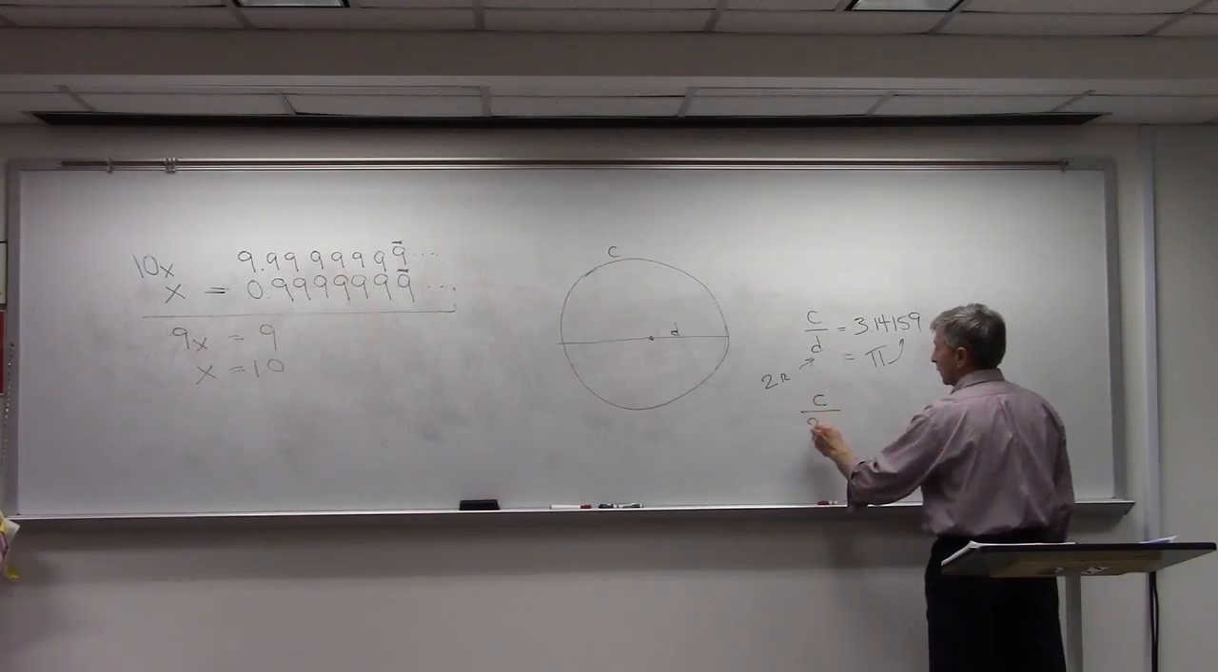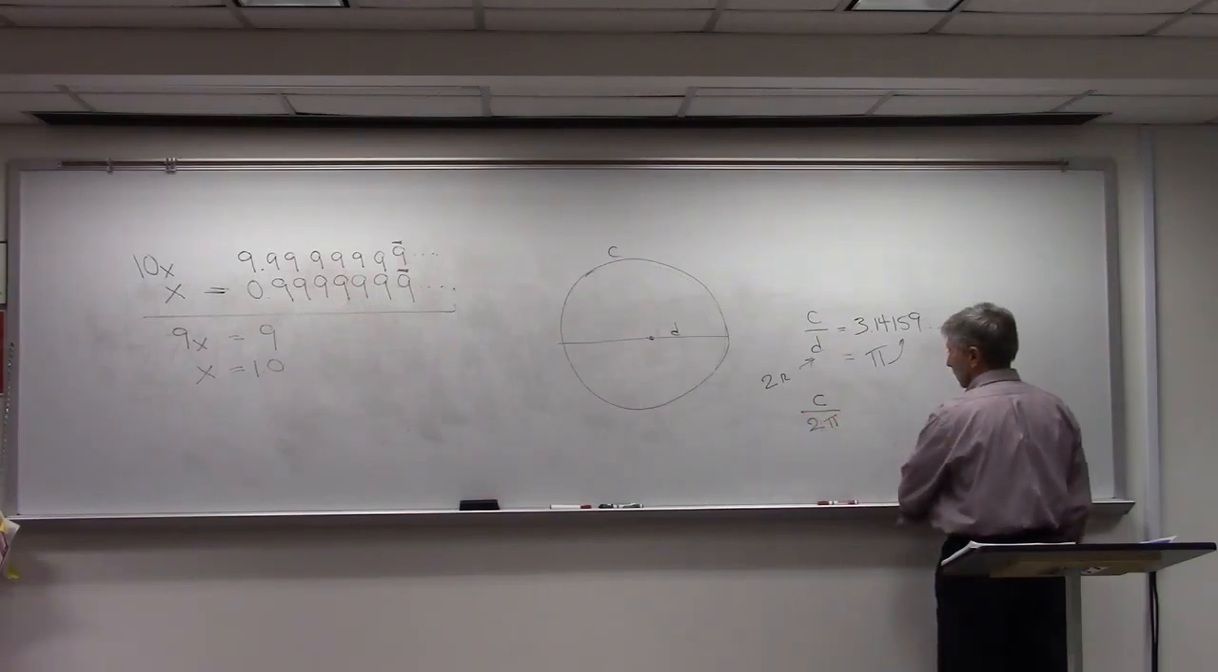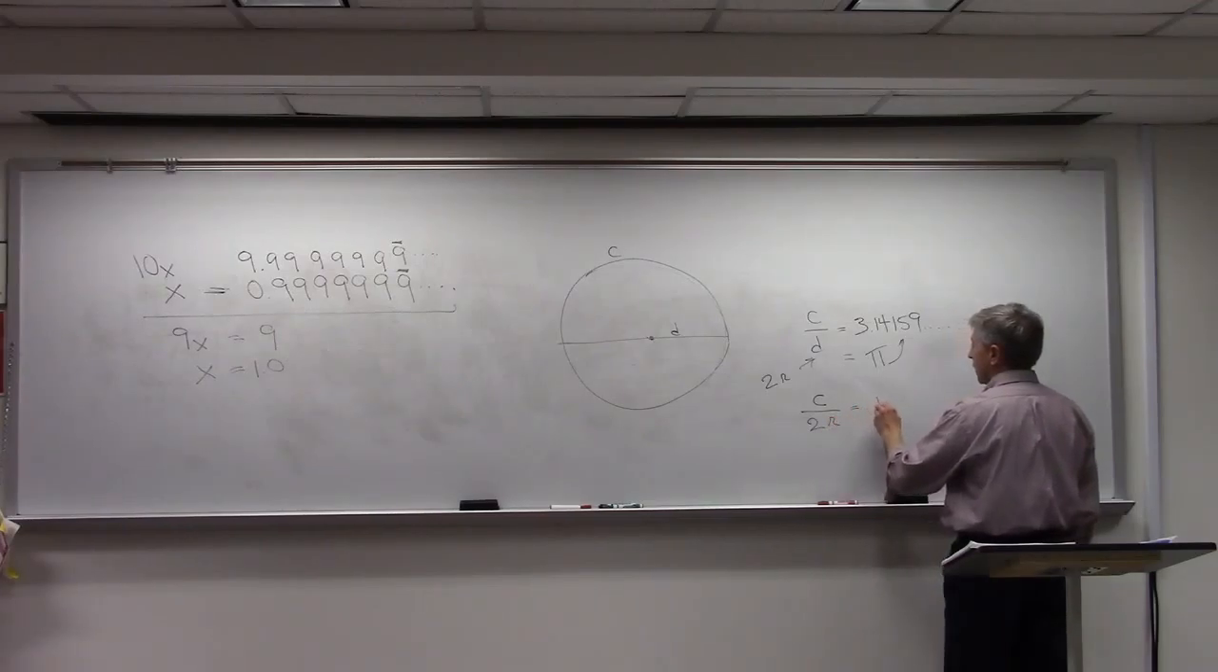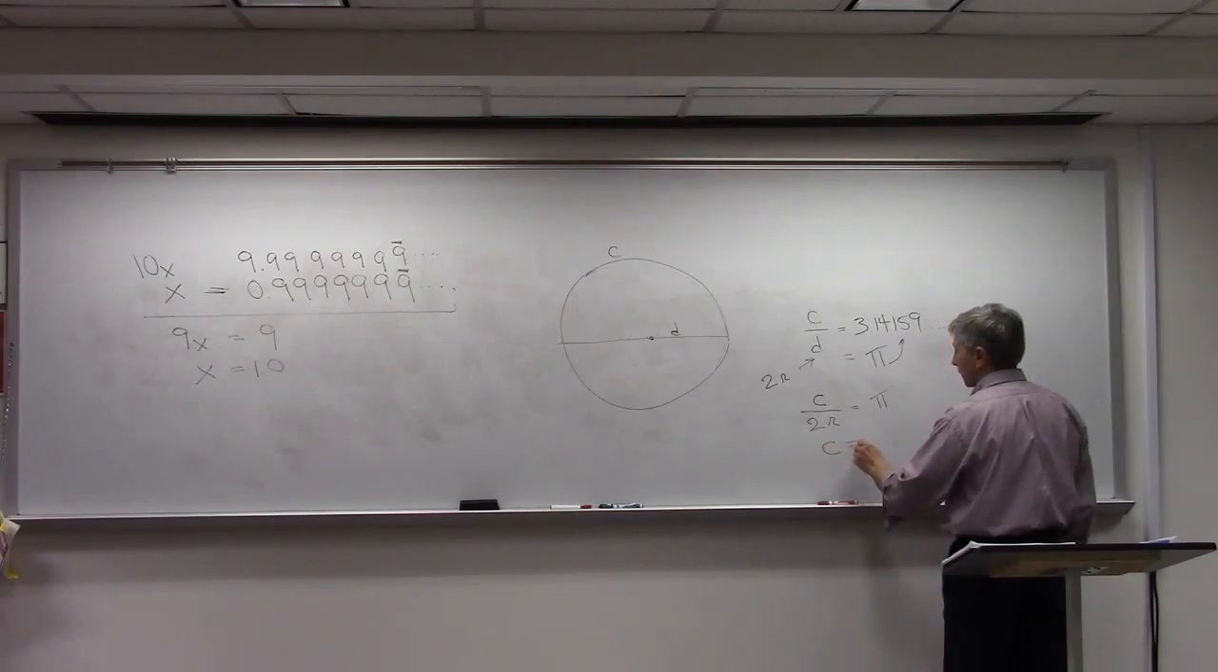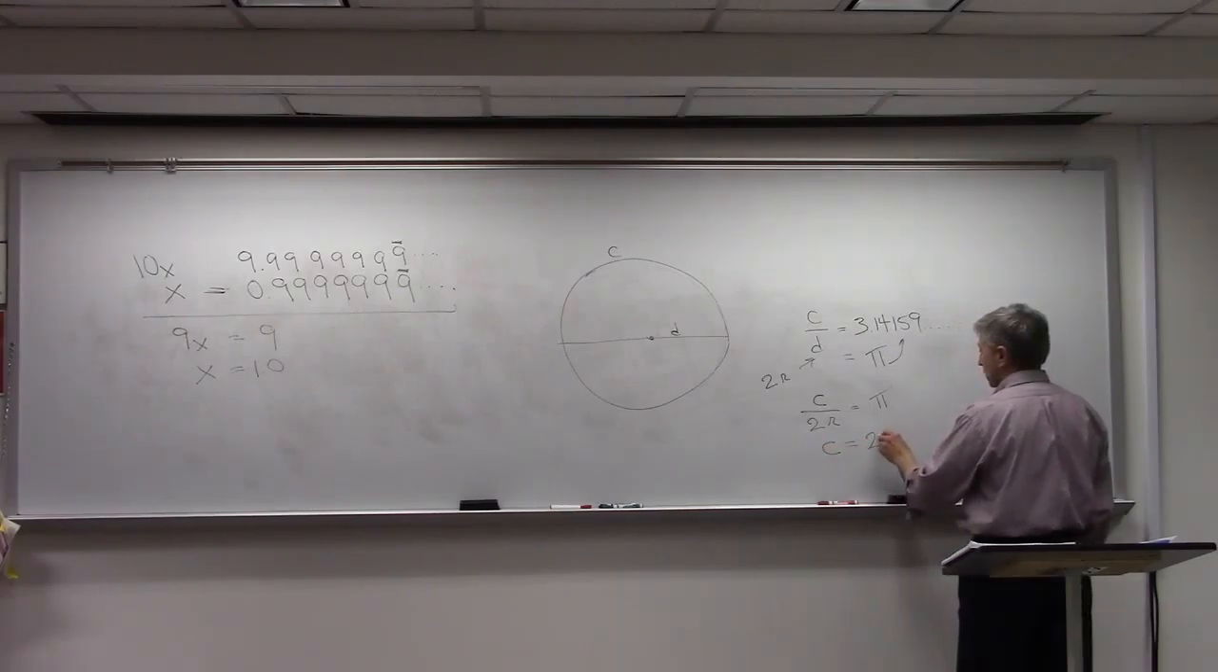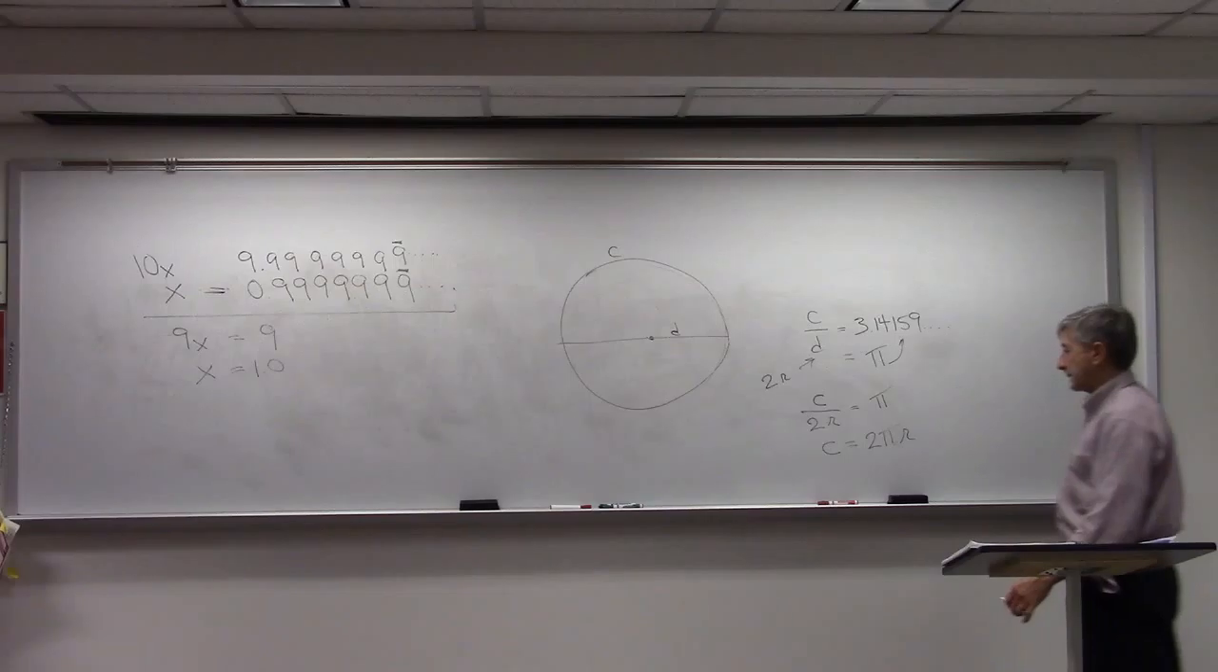Circumference over 2r is equal to pi, and you multiply that out and you get that the circumference of a circle is 2 pi times the radius. Okay?